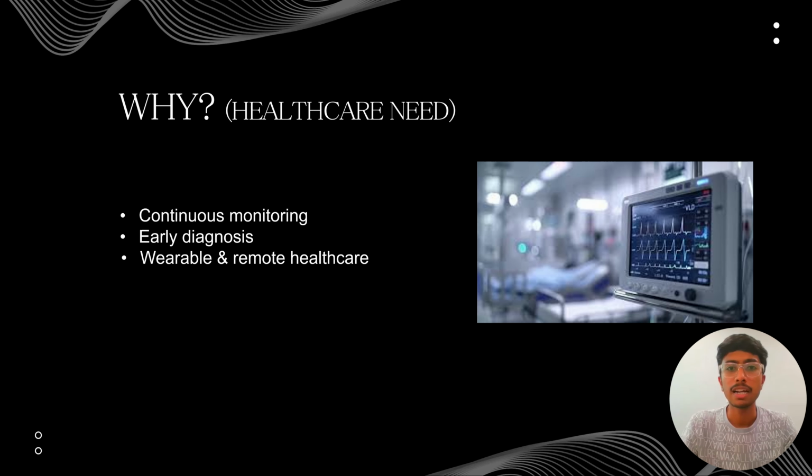Imagine it's 2 a.m. and a heart patient is sleeping peacefully at home. Everything looks normal, but suddenly the heart rhythm goes abnormal and goes back to normal in a few seconds. No hospital visit, no diagnosis, nothing. But this might be an early warning for a serious heart disease.